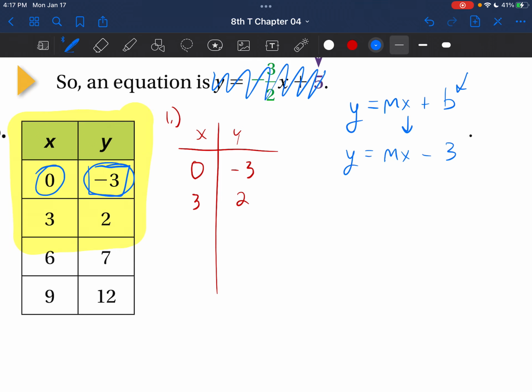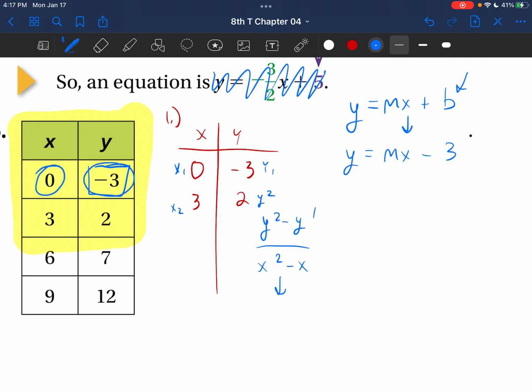Okay. Now, how do we find the slope? There's 2 ways. You can do it this way. y2 minus y1 over x2 minus x1. What's that going to look like? That's x1, right? That's y1. x2, that's y2.